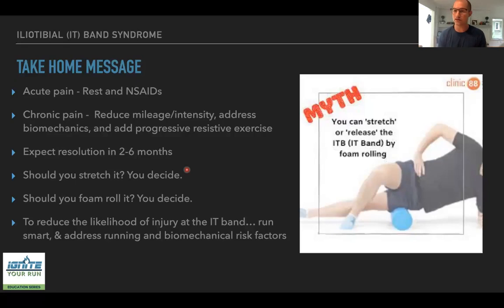If your goal is injury prevention, to reduce the likelihood of injury at the IT band, you need to run smart first and foremost. Again, look at your running and your training program first. Like I said, about 60 to 70% of running related injuries are due to training errors. So make sure you're following a nice structured and periodized program that's designed for you. And then at the same time, hopefully address running and biomechanical risk factors just to be as efficient as possible as you run. Do we need to be perfect? No. You can run smart, I think, without addressing anything else in the process and still do fairly well.